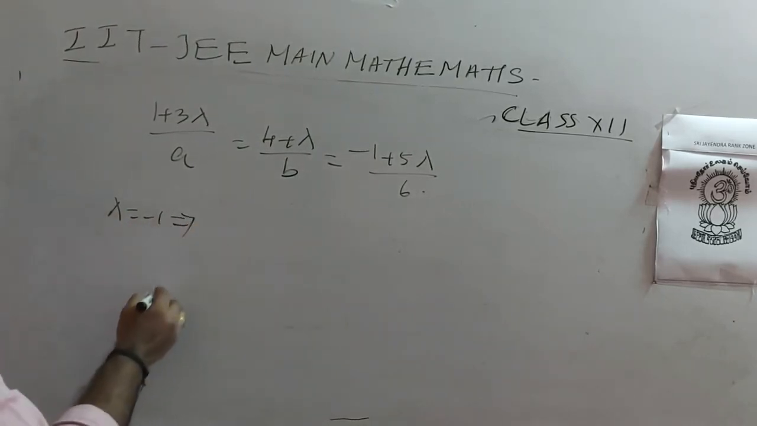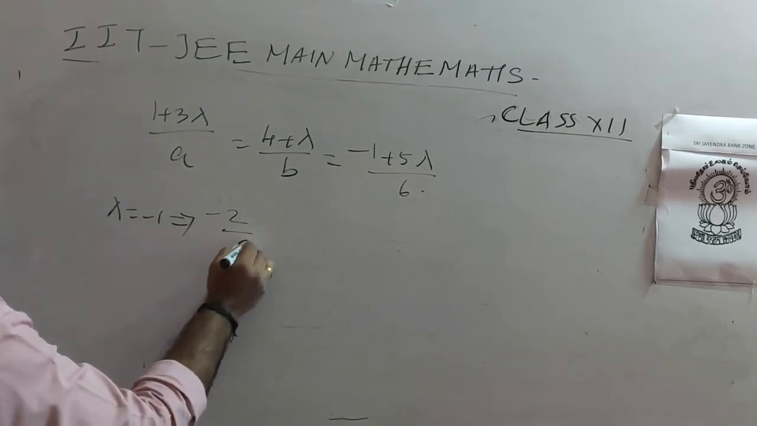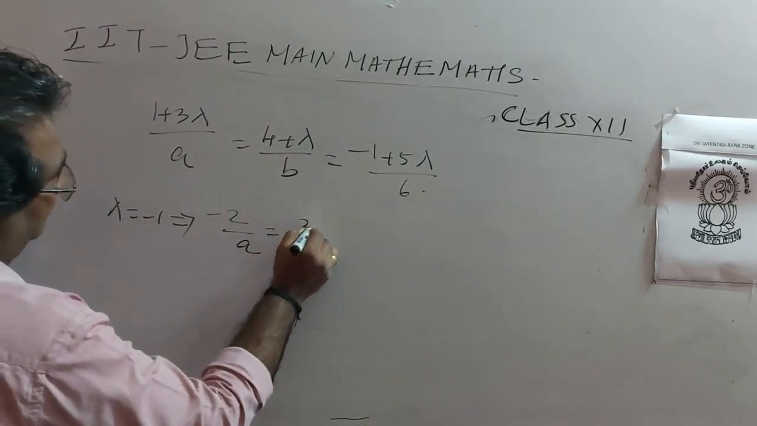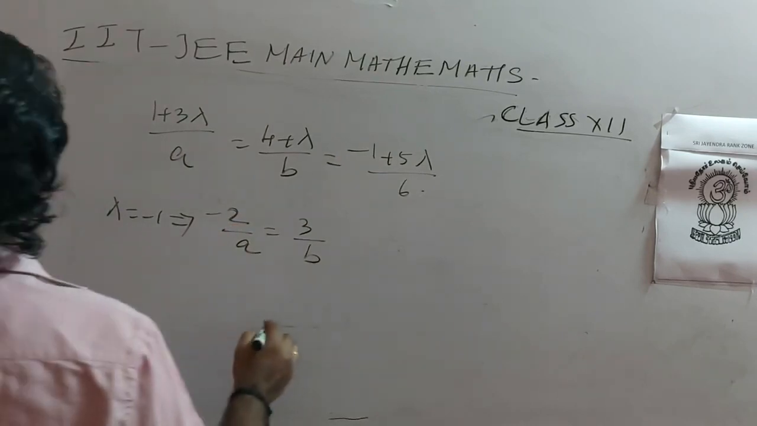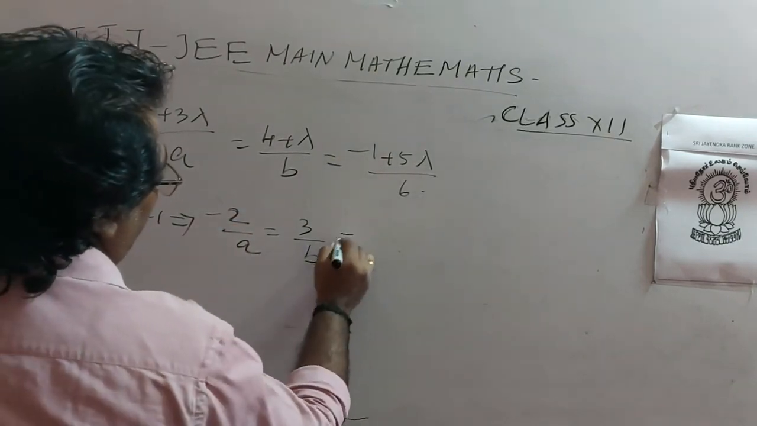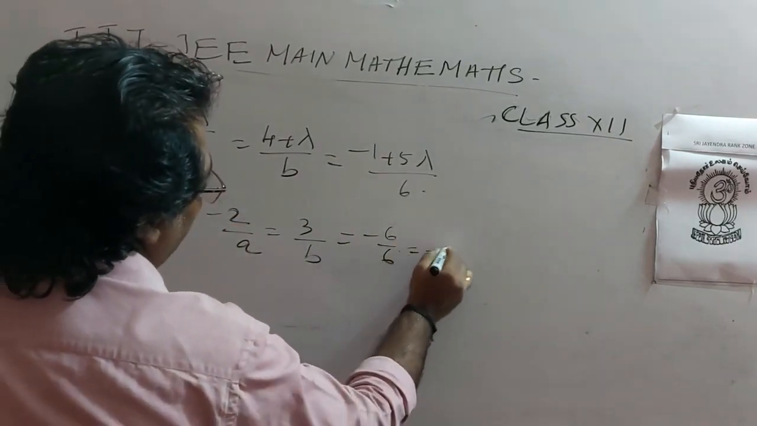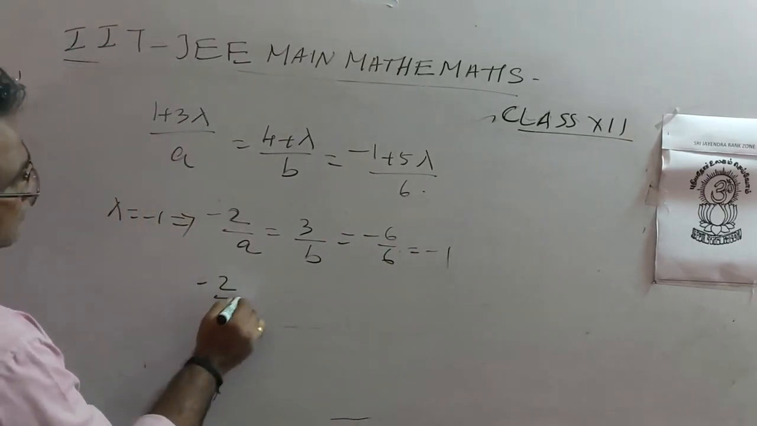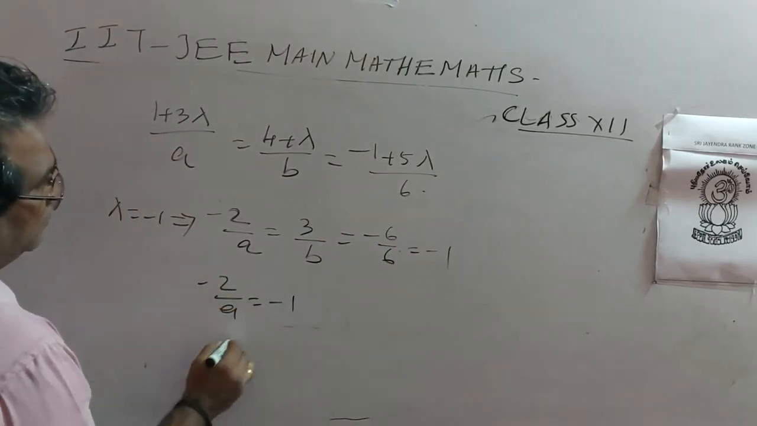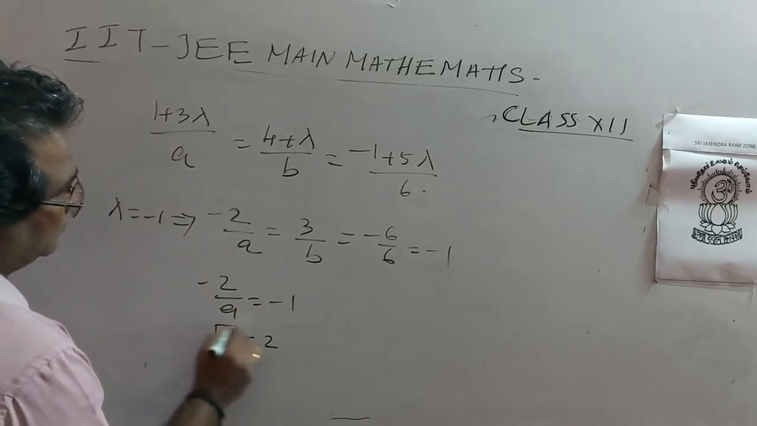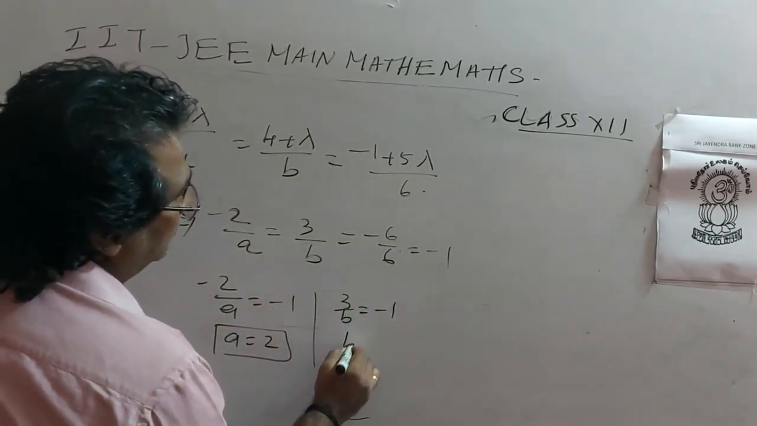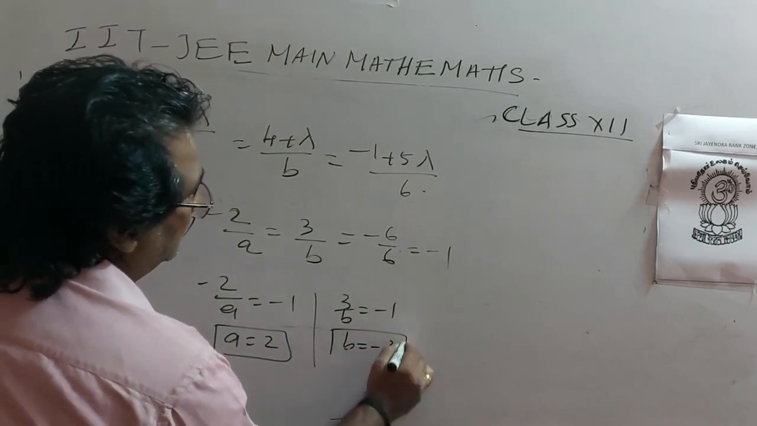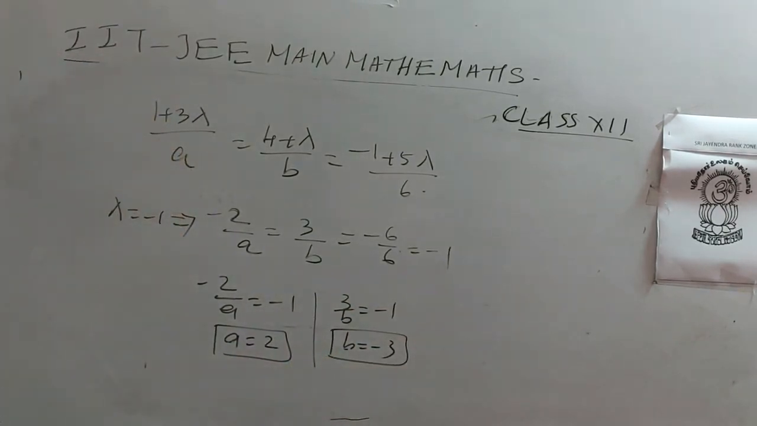Lambda equal to minus 1 implies minus 2 by a, 3 by b equal to minus 6 by 6, that is minus 1. Minus 2 by a equal to minus 1, so a equal to 2, and b equal to minus 3.